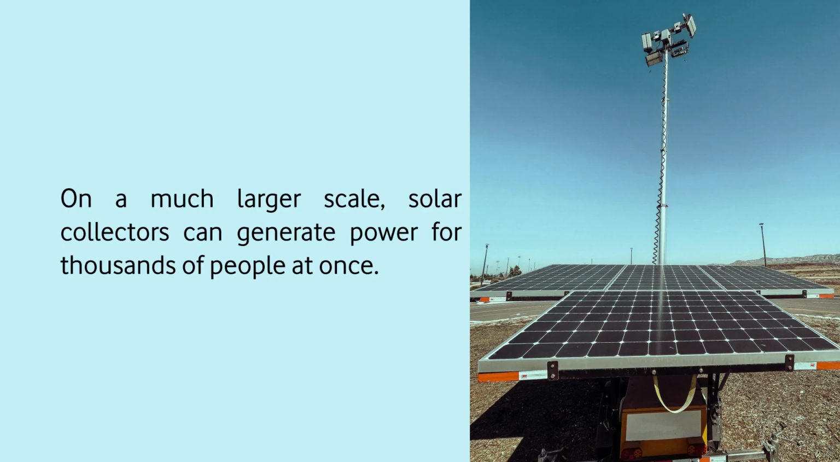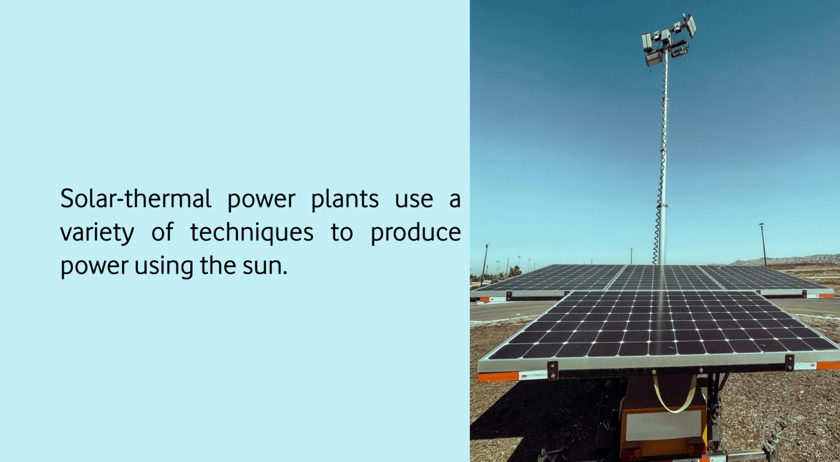The cells are created from semiconductor material. When the sun rays hit the solar cell, it loses electrons from their atoms, and this allows the electrons to flow through the cell and generate electricity. On a much larger scale, solar collectors can generate power for thousands of people at once. Solar thermal power plants use a variety of techniques to produce power using the sun. The sun's energy is used to boil water, which in turn operates a steam turbine to generate electricity in a similar fashion to that of a coal or nuclear power plant.